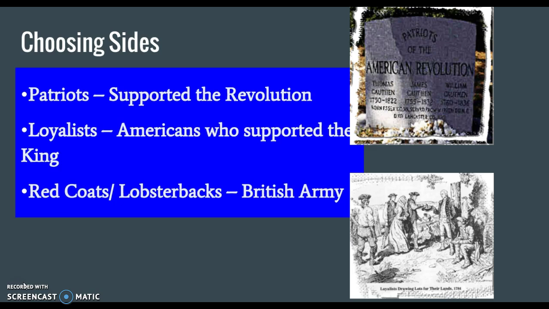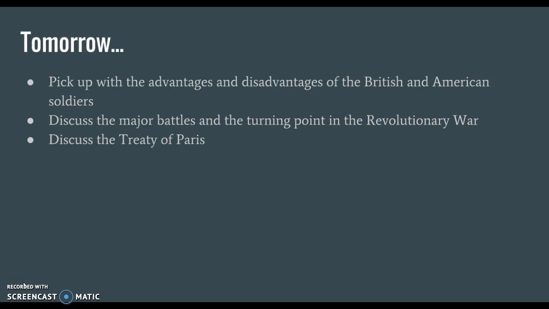When it was all said and done, two major groups of the war emerged. The first lineup included patriots fighting against King George III. The second group were loyalists teamed up with the king's redcoats, called lobsterbacks, against the patriots.